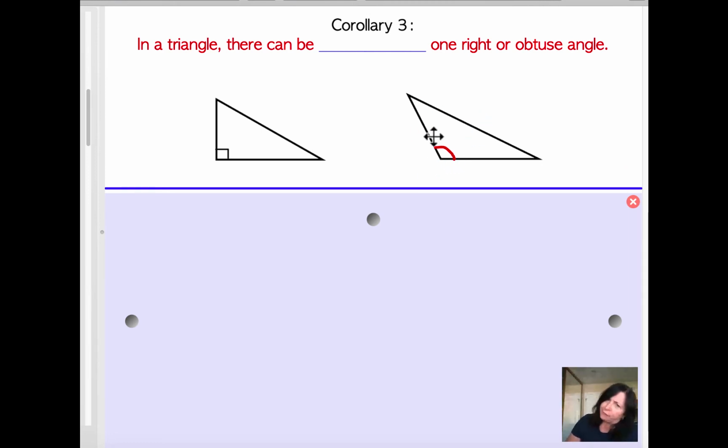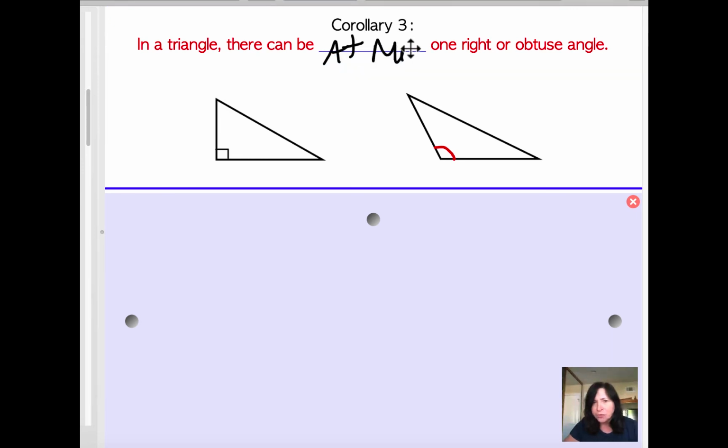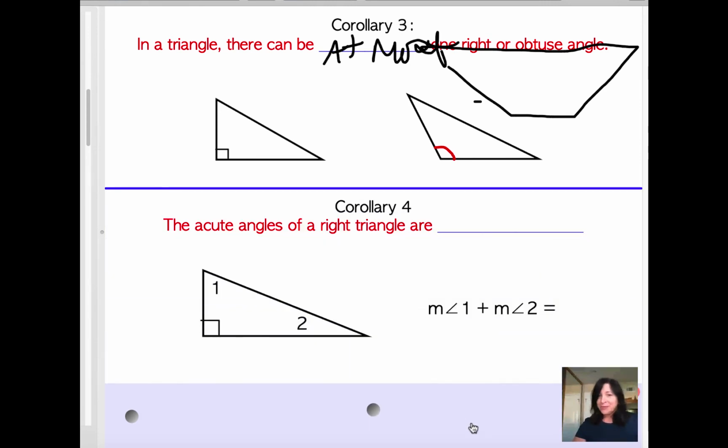Another corollary for triangle angles is that in a triangle there can be at most, meaning you can't have two right angles in a triangle. And you can't have two obtuse angles in a triangle. I mean, try to imagine drawing that. Here's an obtuse angle, there's an obtuse angle. Definitely not a triangle anymore, right?